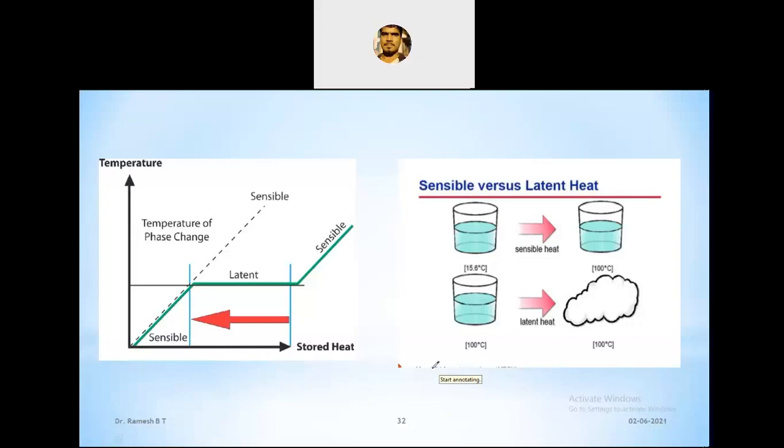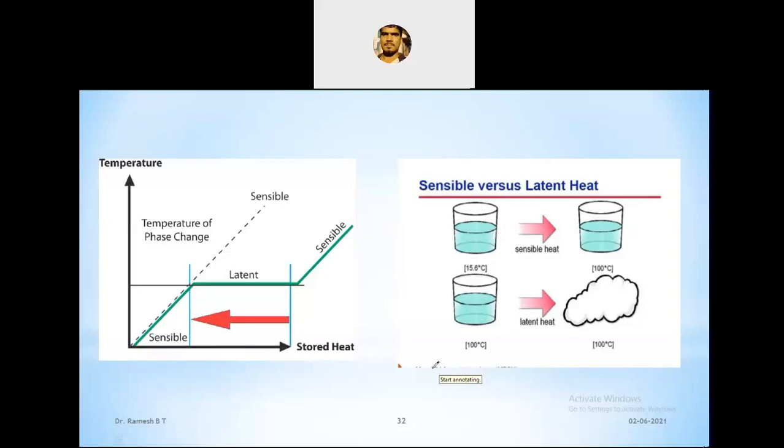By absorbing heat, it will change from solid to liquid. Ice is the best example. If you heat the ice, what happens? Ice will absorb the heat and start melting, becoming water. It will change the phase.